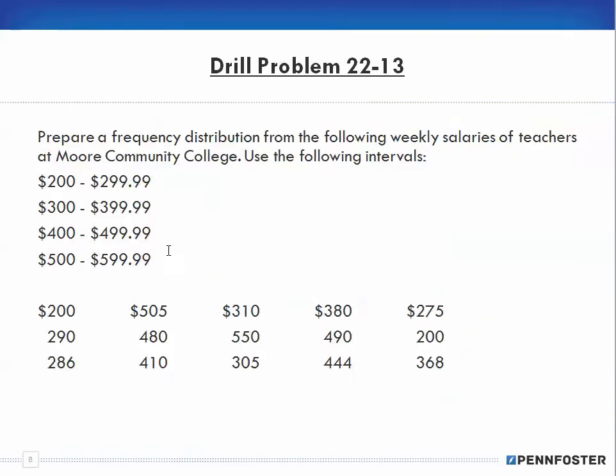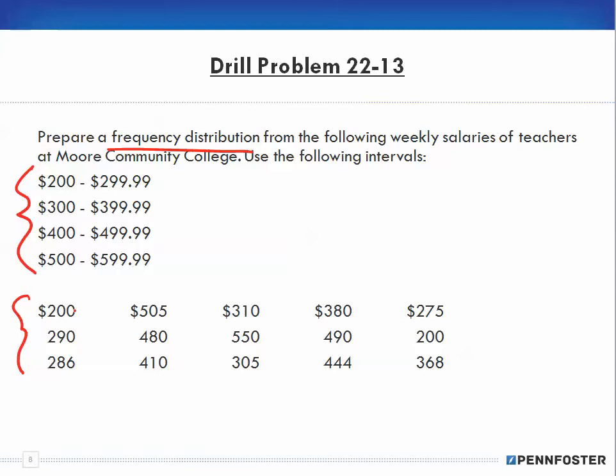Okay, next problem, 13. Prepare a frequency distribution from the following weekly salaries of teachers at Moore Community College using the following intervals. Okay, so let's see here. Okay, so here's our intervals: 200 to 299, 300 to 399, 400 to 499, 500 to 599. And this is our data. So we're creating a frequency distribution.